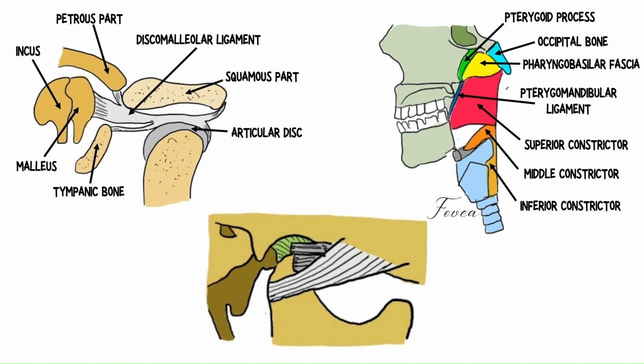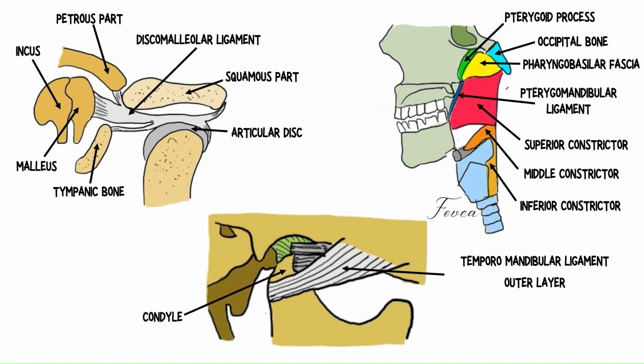From this view, we can see another important ligament, the temporomandibular ligament or lateral ligament, which consists of two fascicles. The outer oblique layer, fan-shaped, inserts on the articular tubercle and neck of the condyle externally. Its fibers are directed downward and backward, and the inner layer with fibers with a horizontal course that extend from the tubercle to the lateral pole of the condyle and the posterior portion of the disc.